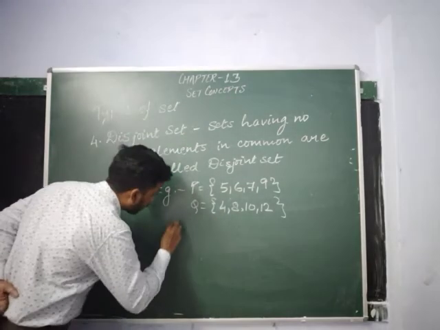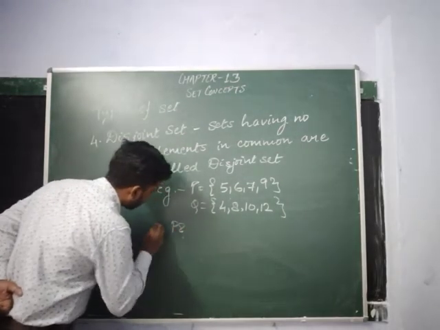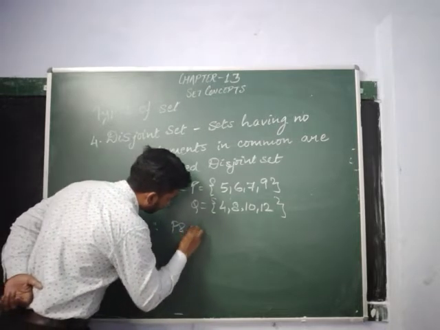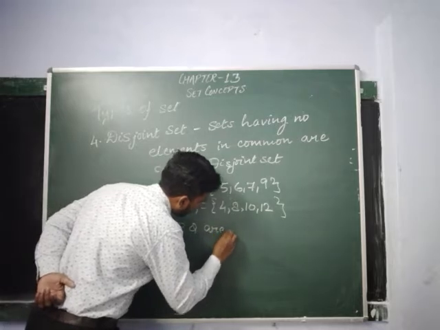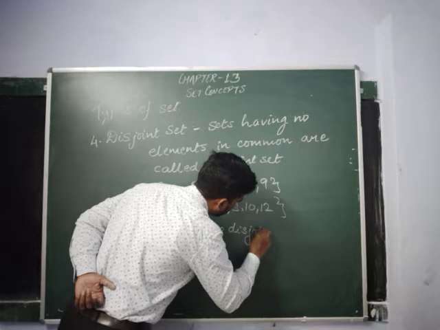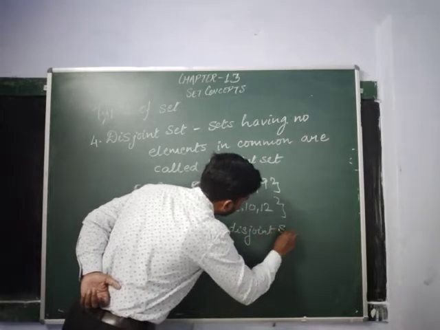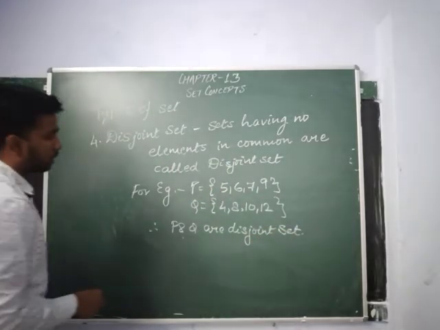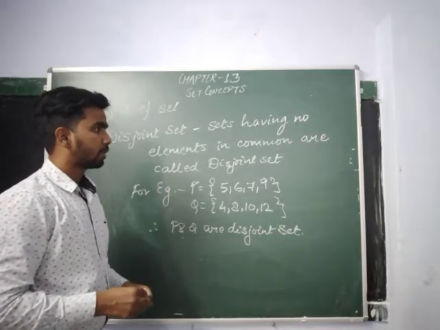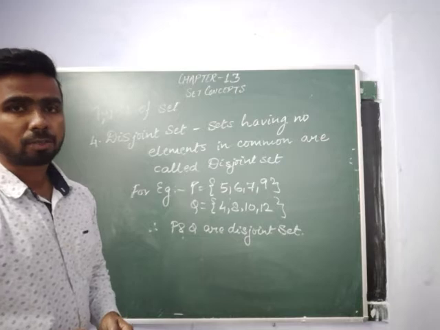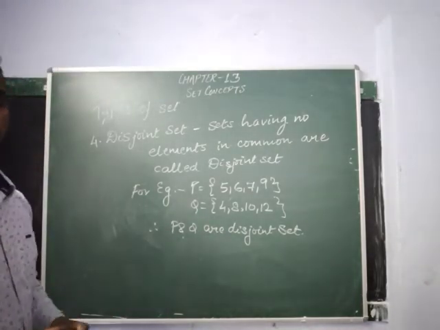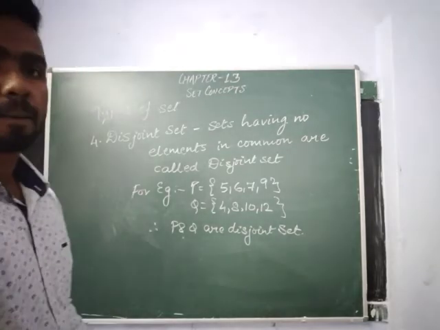So P and Q are disjoint sets. Clear? This is the proper way of defining a set. I hope you have understood what is a disjoint set. Look at the board. Then we are moving on to the next kind of set.